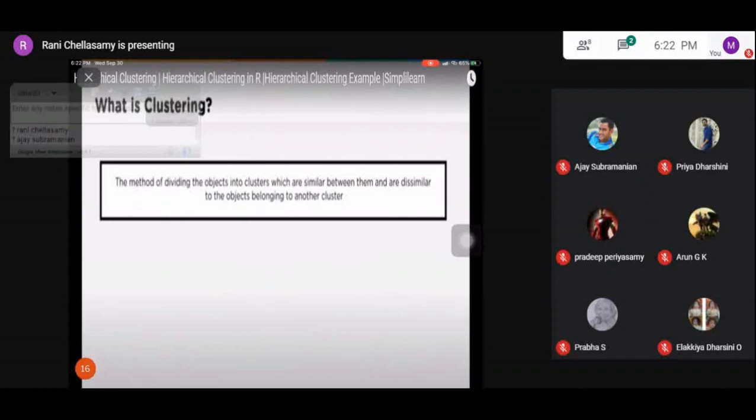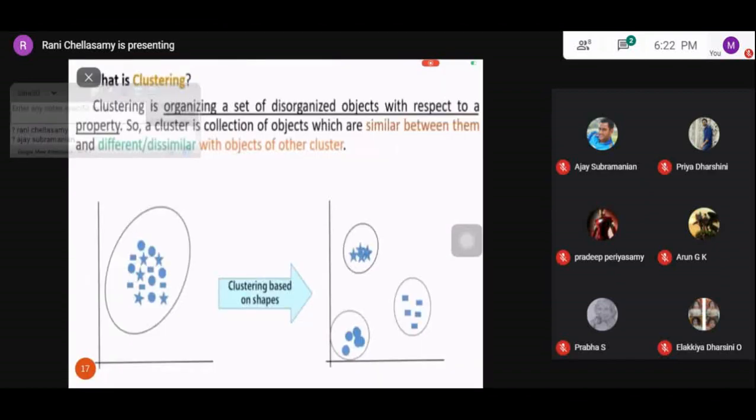Okay. So let's have a definition: clustering is organizing a set of disorganized objects with respect to the property.